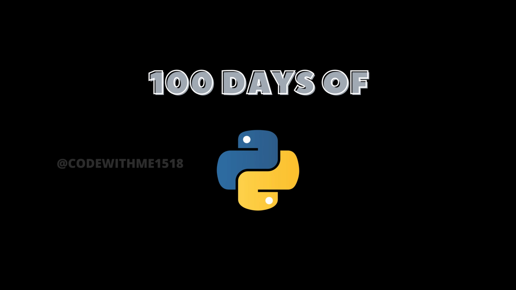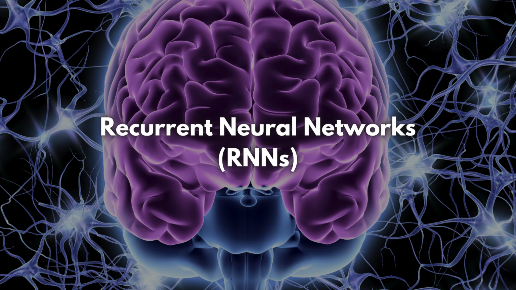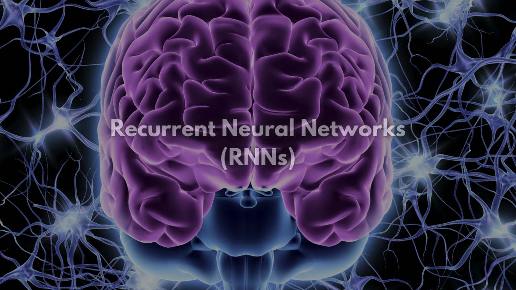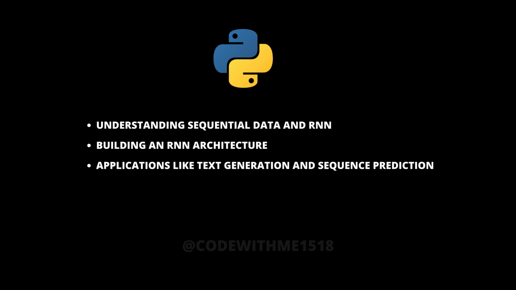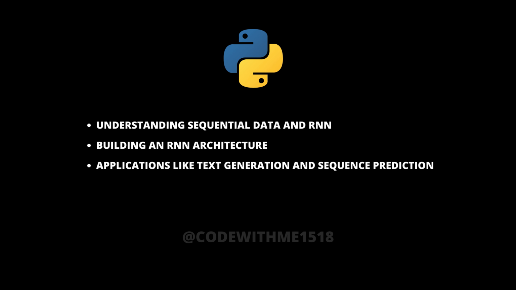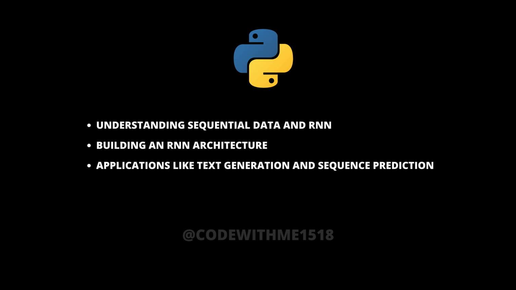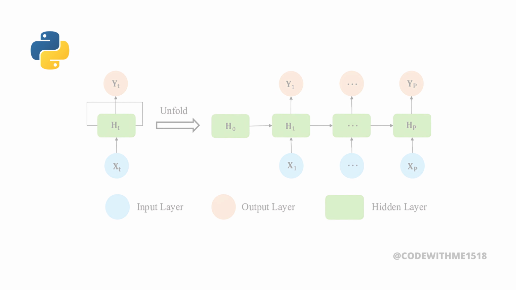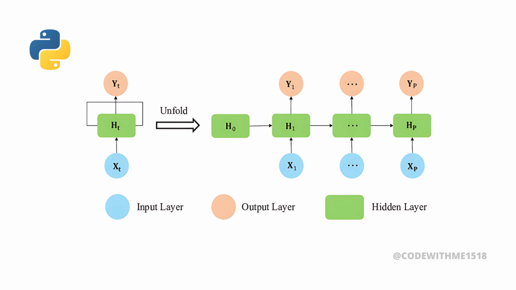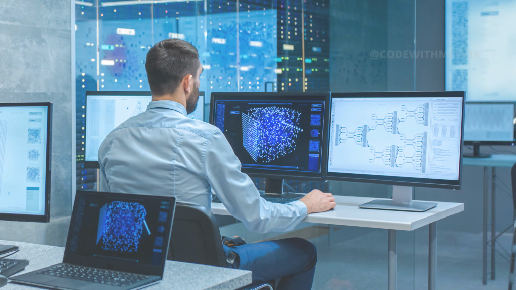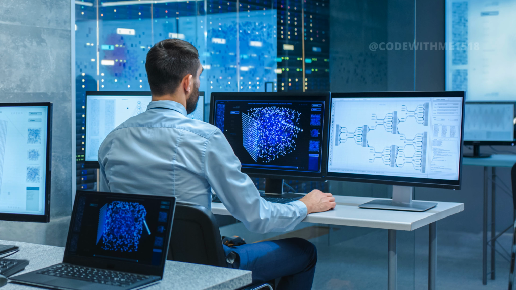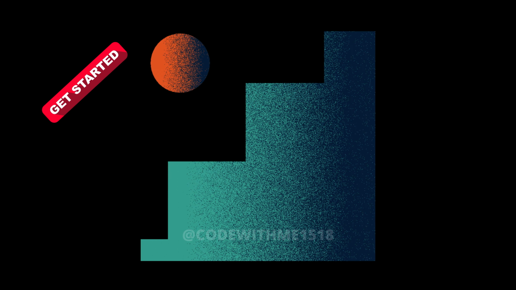Today, we're diving into the world of recurrent neural networks, or RNNs. These powerful networks are specifically designed to handle sequential data like time series, text, and more. By the end of this video, you'll know how to build an RNN, understand its architecture, and apply it to exciting tasks like text generation and sequence prediction. Let's jump right in.